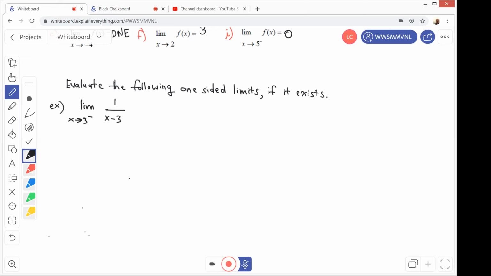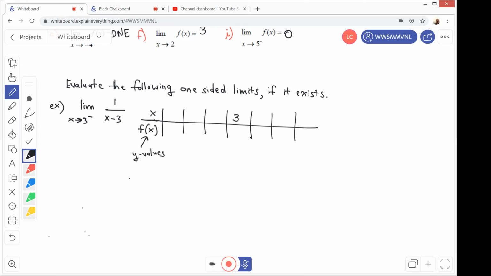So in this limit problem, we are approaching 3 from the left. So if we do a little grid, and we're getting close to 3, let's put 3 just here. And those are the x values. We're trying to figure out what the y values are. So what's f of x? We're approaching 3 from the left side.